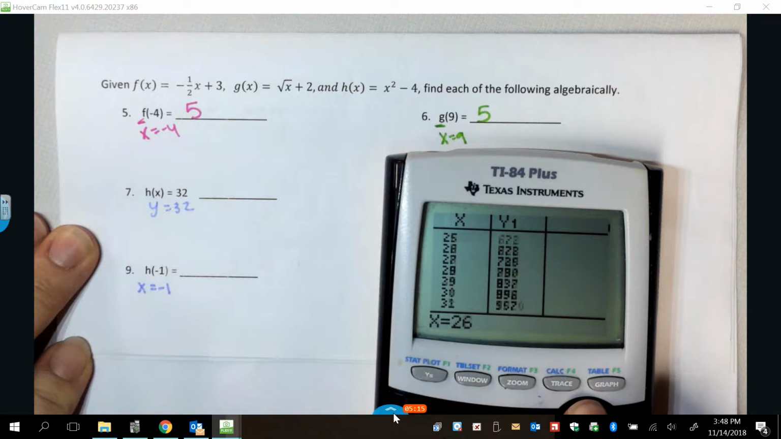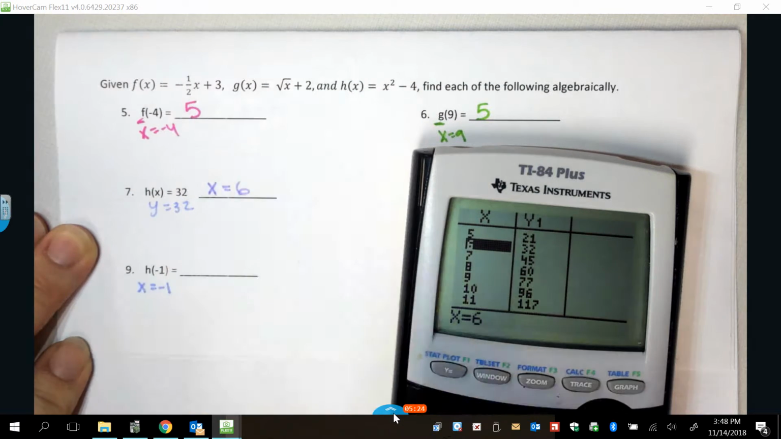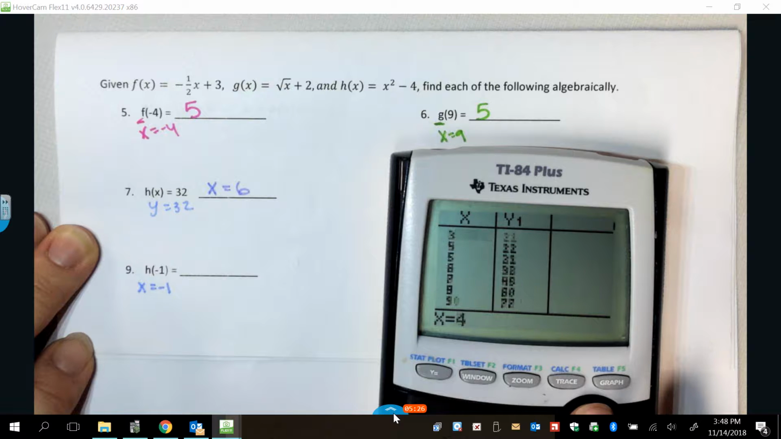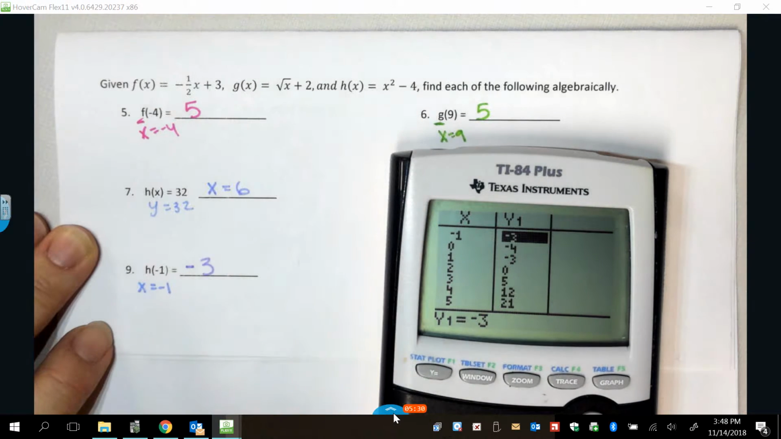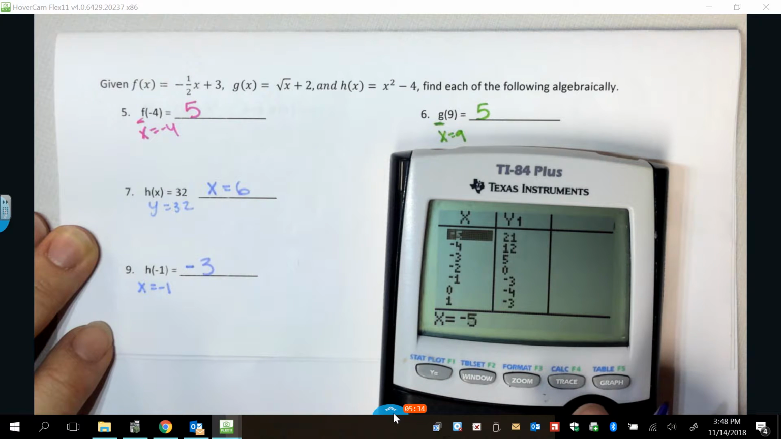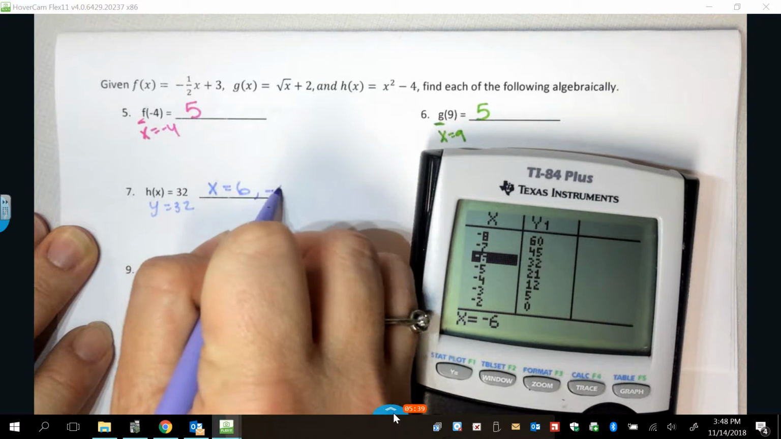So scrolling back up. So here's where y is 32. So that's where x equals 6. And h of negative 1 is negative 3. Okay? Now I have to be careful because this is a quadratic. So if you notice, it's also negative 6.